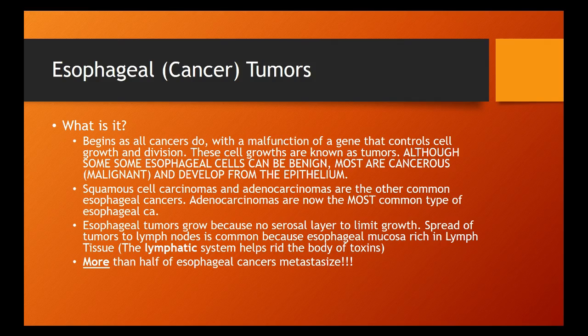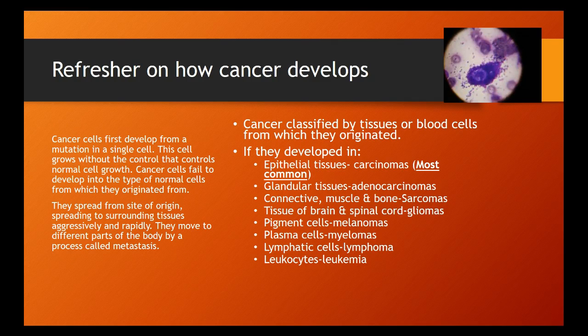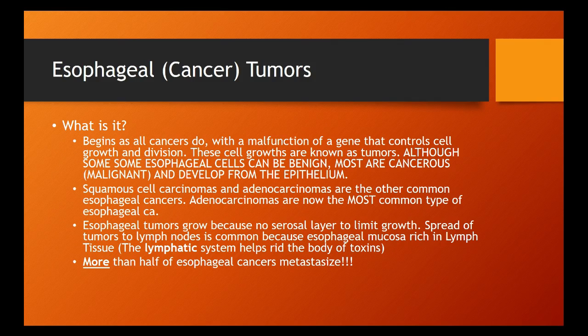And they develop from the epithelium. If we go back real quick, we can see the epithelial tissue, it's called carcinomas, and they are the most common. The most common that we're going to see in this particular lesson, in terms of cancer, are the carcinomas and adenocarcinomas. So again, squamous cell carcinomas and adenocarcinomas are common esophageal cancers. Adenocarcinomas are now the most common type of esophageal cancer.